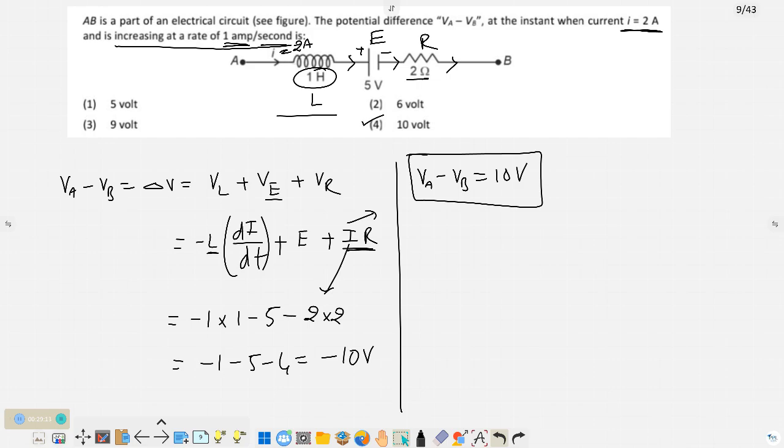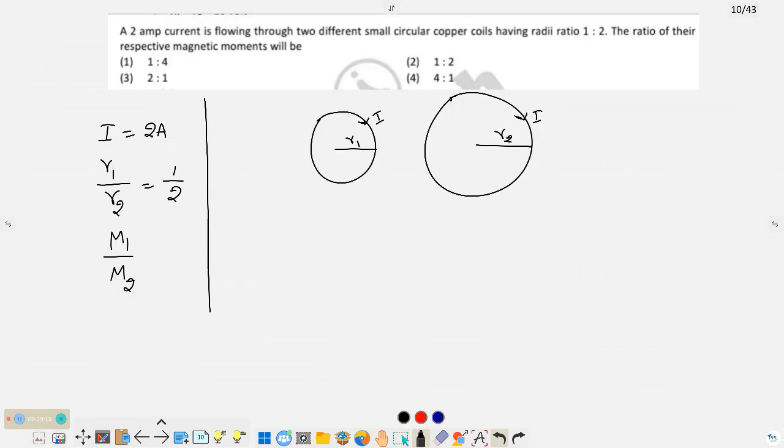This is 10 volts. The next question is related to the magnetic effect of current. They have given two circular coils of different radii R1, R2. The ratio of radii is given as 1 by 2, and both are carrying the same current of 2 amperes.